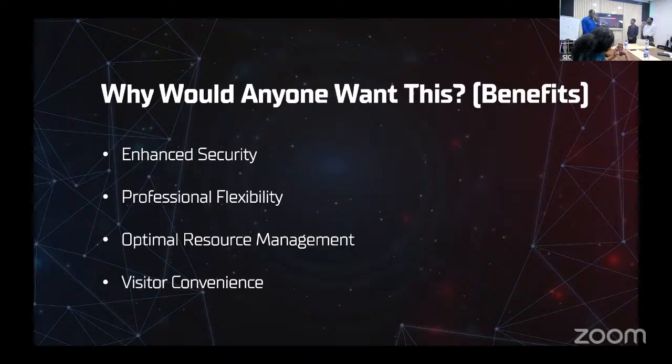So these are some of the benefits of why this particular solution compares very favorably to the previous one that Mr. James has been working on.